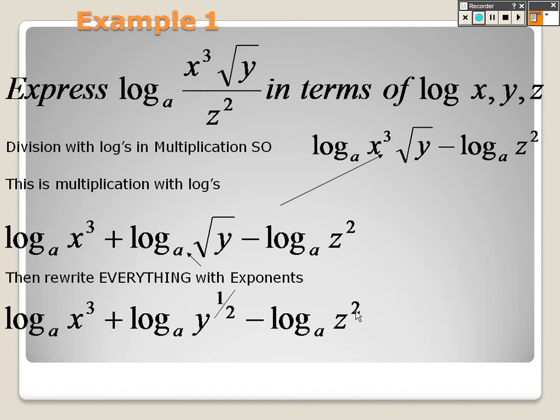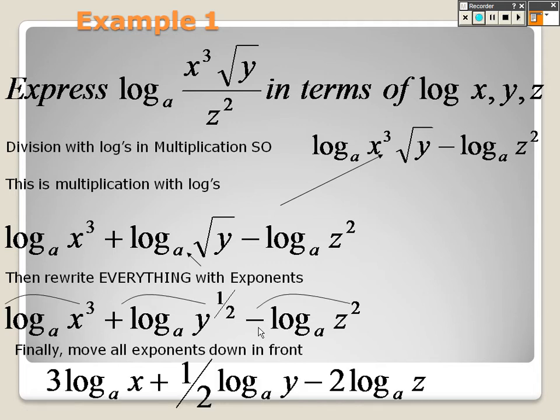So now we have to remember the third law. The third law says you can take the exponents and move them out to the front. So I'm going to take that 3 and move it out to the front. I'm going to take that half, move it out to the front, and take that 2 and move it out to the front. So your final answer would be 3 log a x plus 1/2 log a y minus 2 log a z.